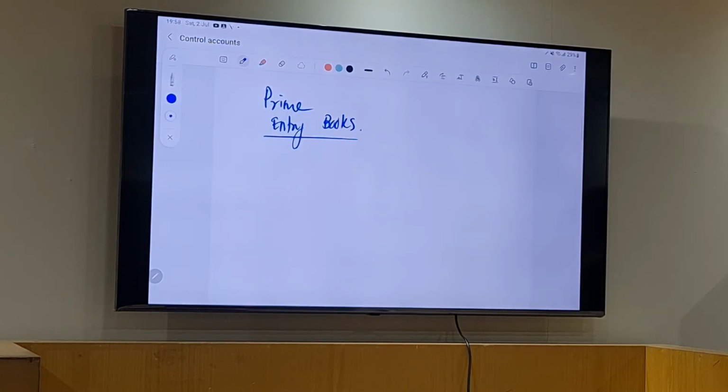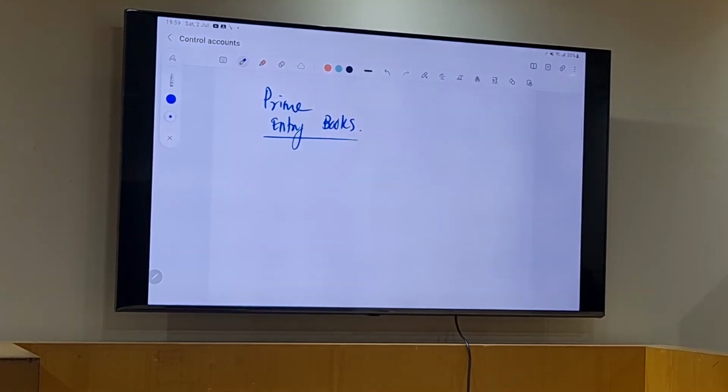how many types of prime entry books we learned? We learned prime entry books. Now my question to you all, how many types of prime entry books we learned? 6. Which are? Sales day book, purchase day book, cash book, sales return day book, purchase return day book, and general journal. Very good. There are 6 different types of prime entry books, or day books as we call them.